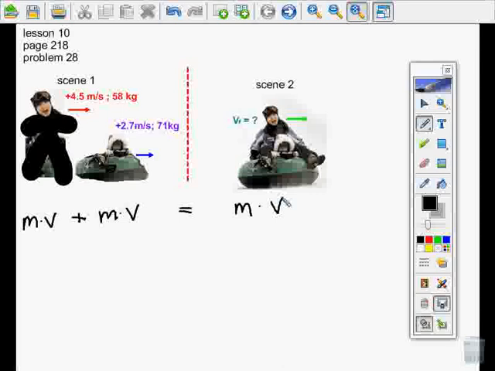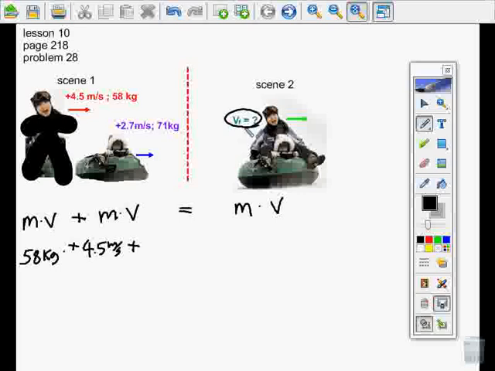So the woman, 68 kilograms, and she's going positive 4.5 meters per second. Is this a system of equations? No, because there's only one unknown, the final velocity that you have when they're together.